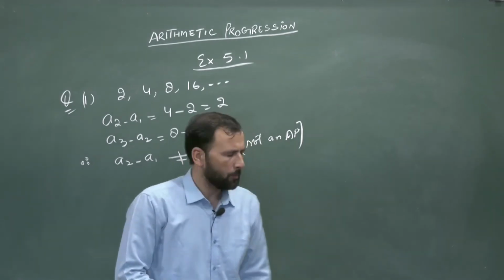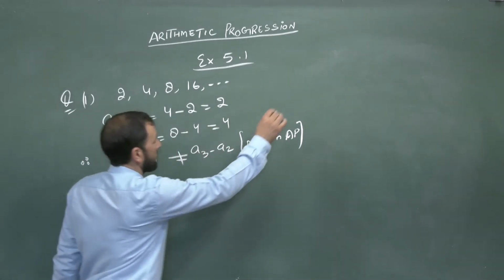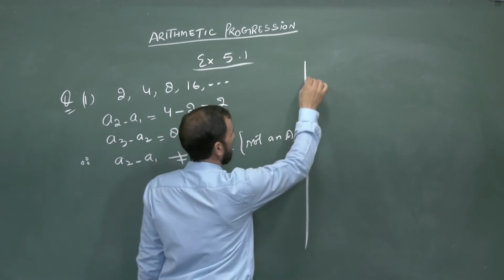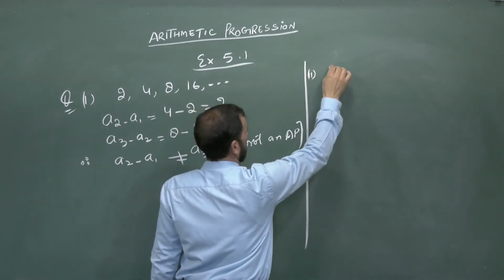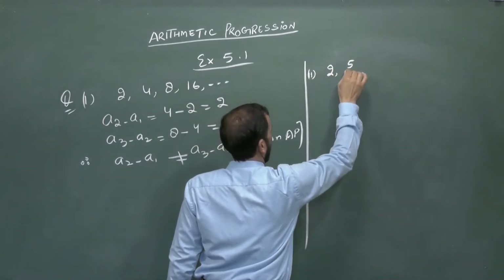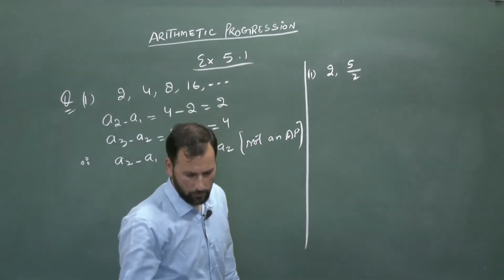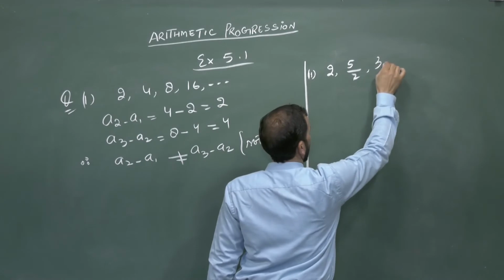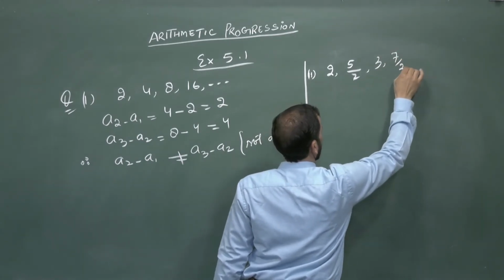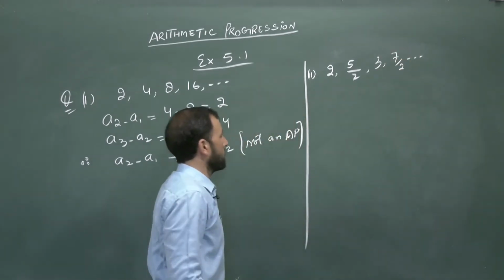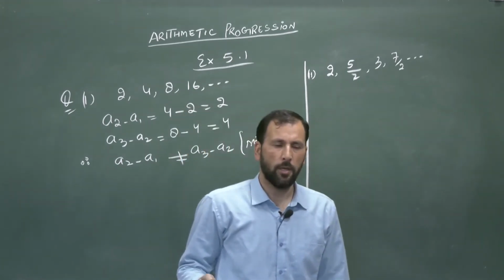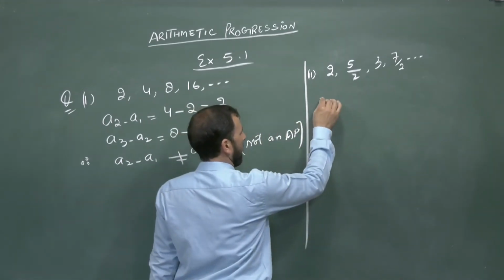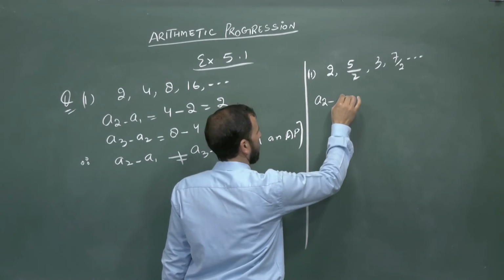The second part here is 2, 5 by 2, 3 and 7 by 2, dash, dash, dash, a list of numbers. So first of all, what is A2 minus A1 here?